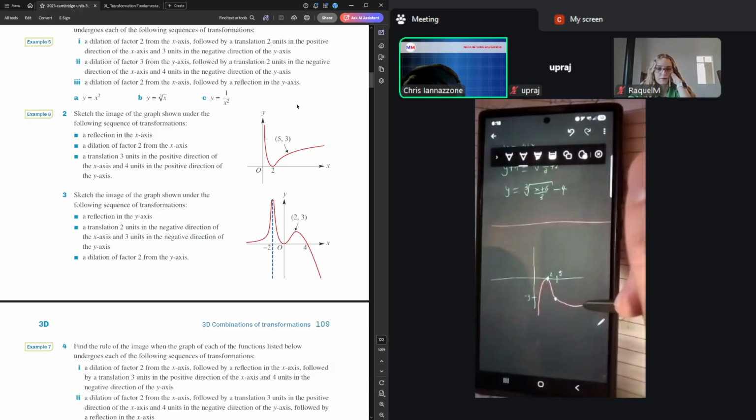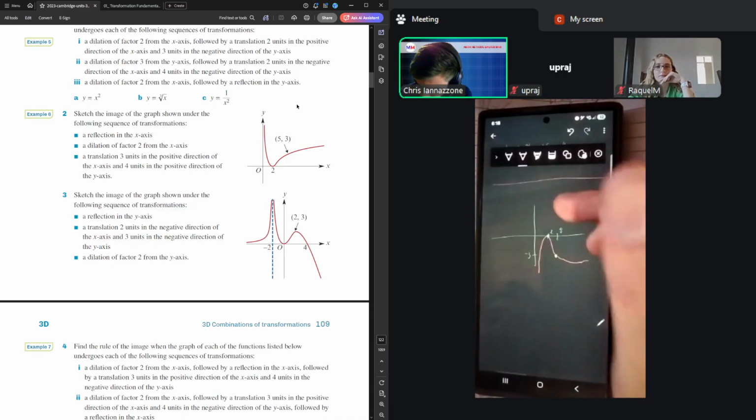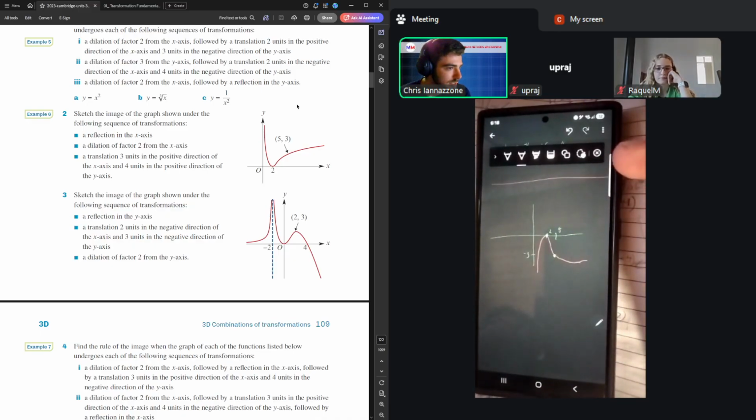It'll be something like that. Yeah, it looks fine. Just reflecting the entire thing down since you're reflecting in the x. The next thing they said to do was dilate by a factor of 2 from the x.